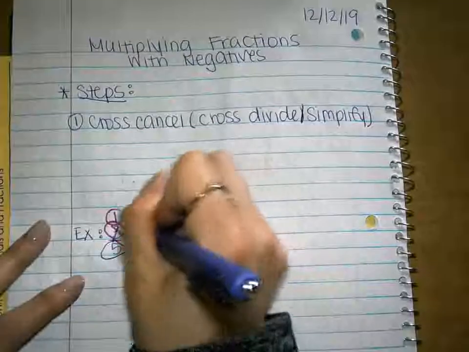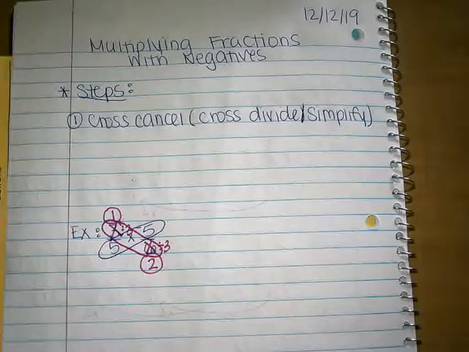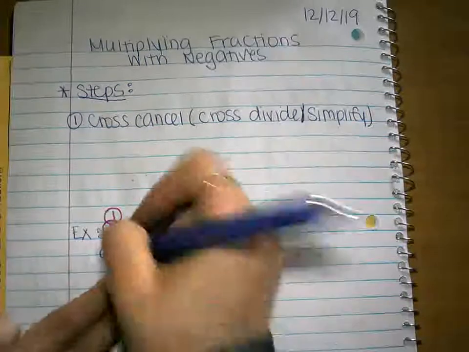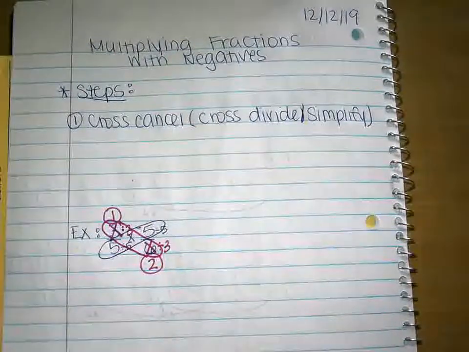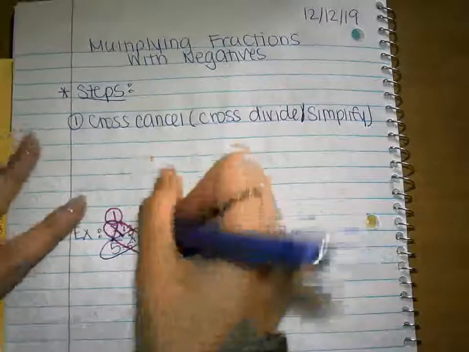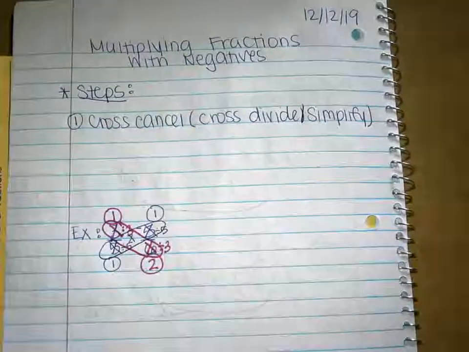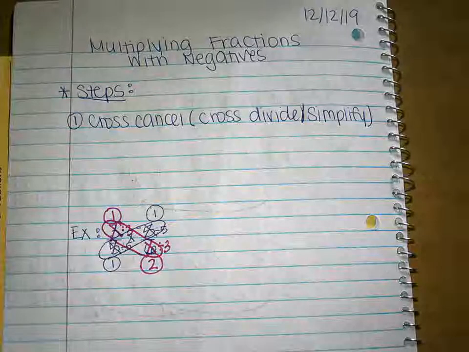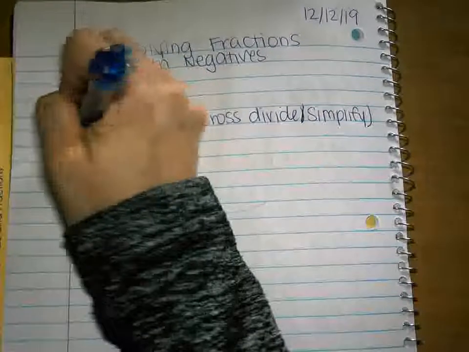I'm going to do the same thing with the other side. I have a 5 and a 5. What can I divide out of both 5 and 5? 5. So I have 5 divided by 5 and 5 divided by 5. 5 divided by 5 is what, everyone? 1. So those 5s are going away, and I'm left with 1s. So I have two new numerators and two new denominators. Does that make sense so far? Yeah. Okay, step 2.